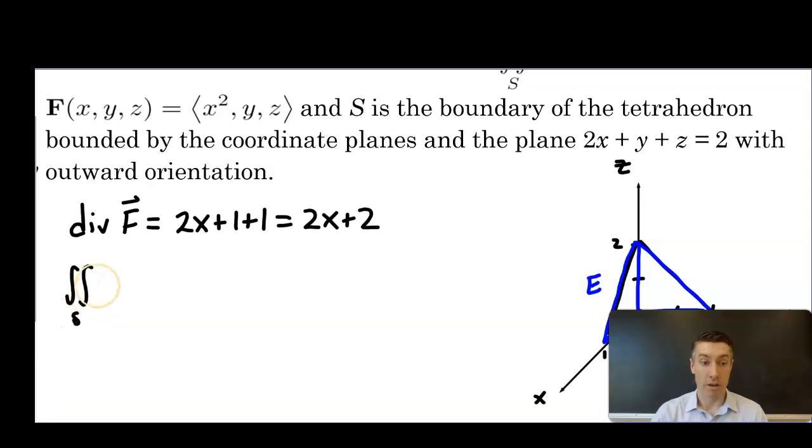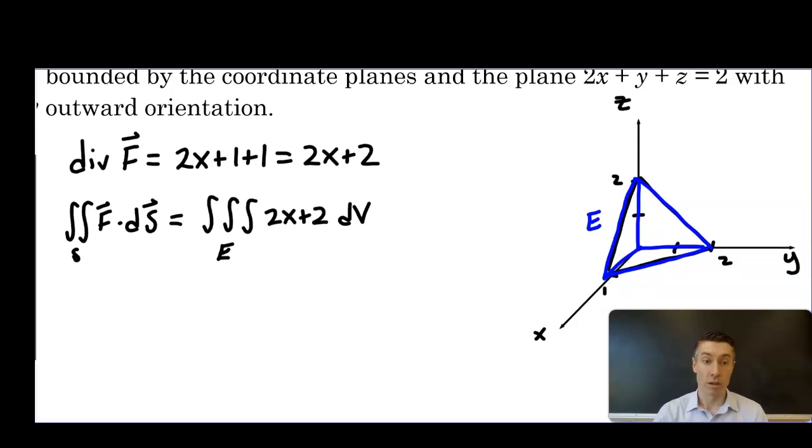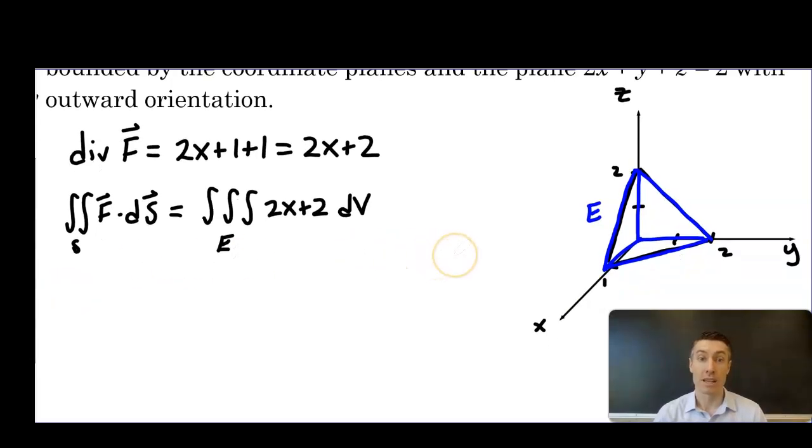So that flux integral we are asked to compute, since it's a closed surface, we can set up a triple integral of divergence, so 2x plus 2 over the region E dV. Now for this particular region, I think it makes the most sense to stay in the Cartesian coordinate system, so x's, y's, and z's. So that means we need to set up our bounds. So triple integral of 2x plus 2. So we'll go dz first.